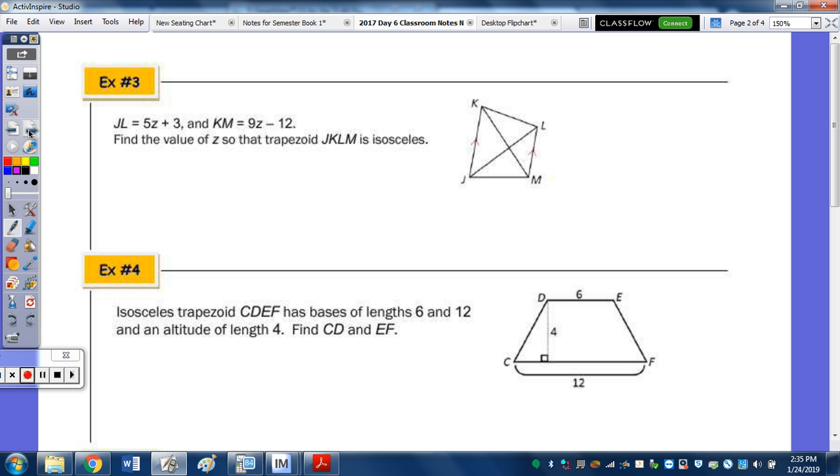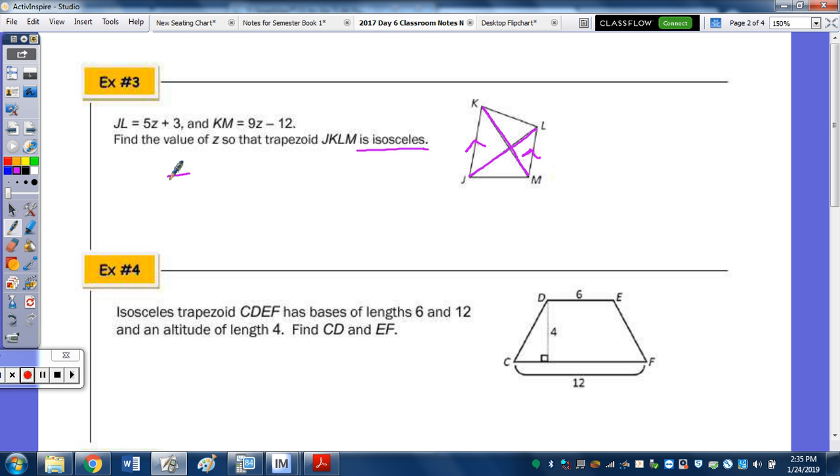So given that JL, well, if we go over the picture, JL is a diagonal. And given the length of KM, which is also a diagonal because they gave me the two parallel sides there, so those must be the bases. Find the value of Z so that the trapezoid is isosceles. What must be true about the diagonals? If the trapezoid is going to be isosceles, they have to be congruent.